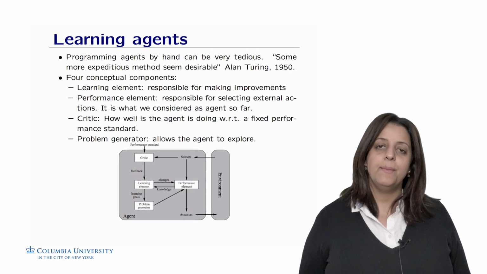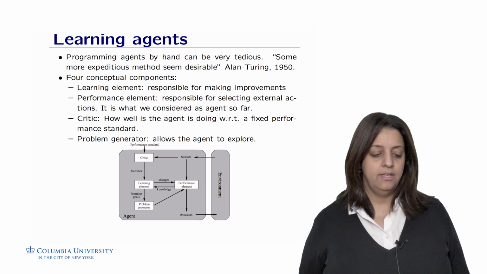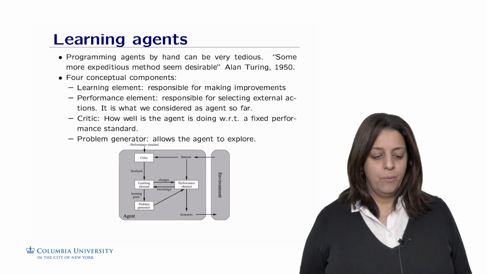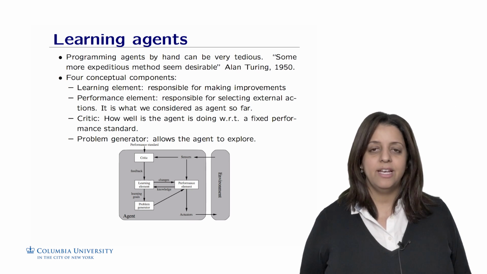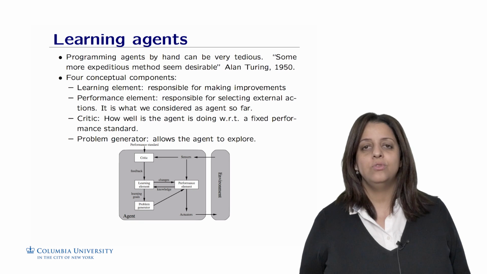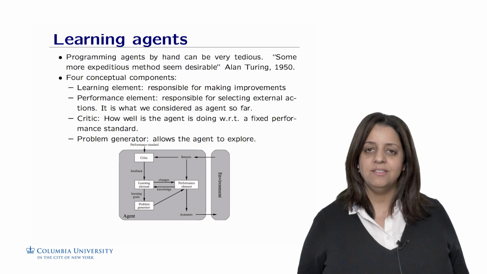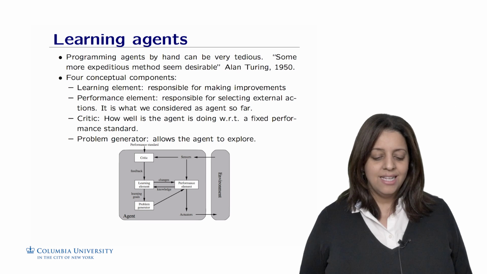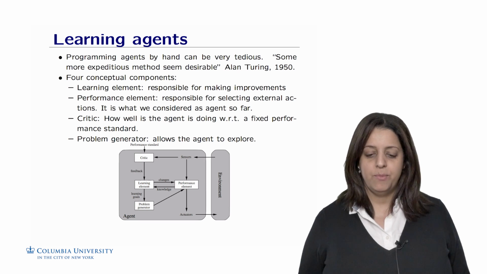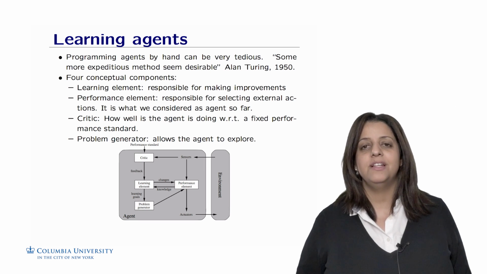So we've seen several types of agents, going from the simple reflex agent to the utility agent. However, one could think that programming such agents can be very tedious, because for a reflex agent you need to enumerate all possible percepts with their actions, or to define a model of the world, which is not an easy task. So as Alan Turing said in 1950 in his famous paper, some more expeditious methods seem reasonable. We need to find something else.